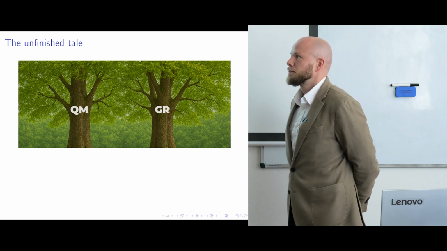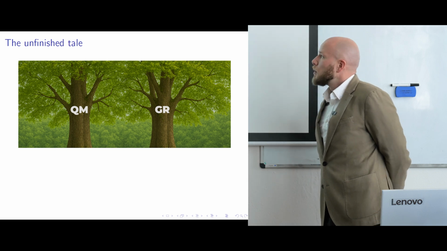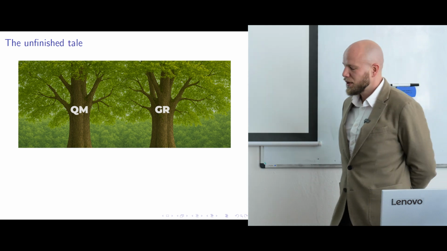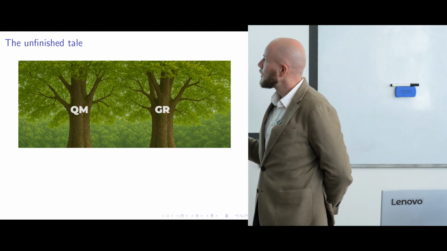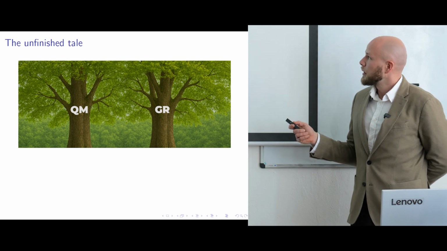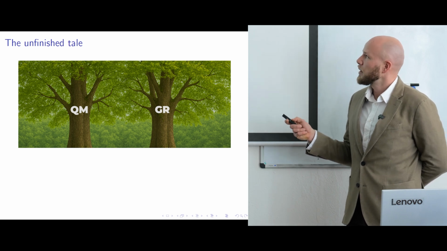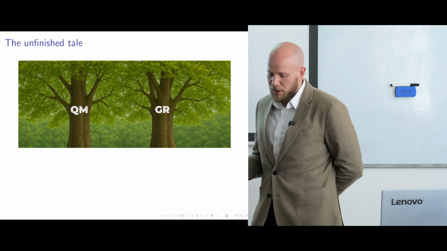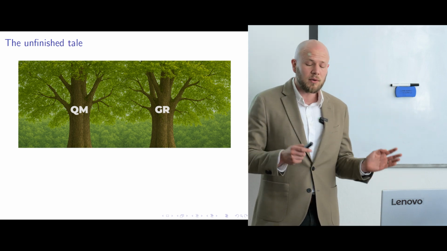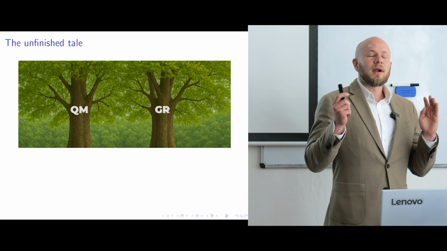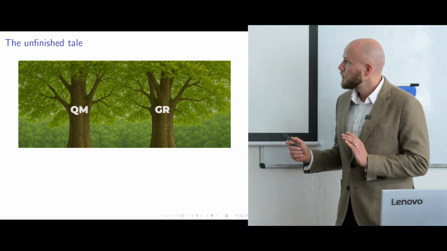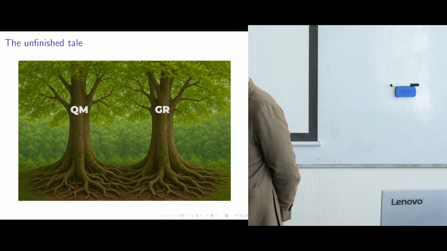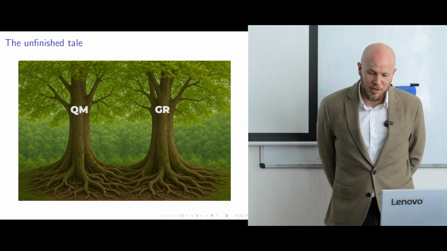It took 100 years to get to this point. Very quickly after discovering quantum mechanics, people made some efforts, and they kept making efforts until today. At this moment, we have some theories that are both quantum and have continuum gravity, but we are unhappy with them for different reasons. So the unfinished tale looks maybe like this.